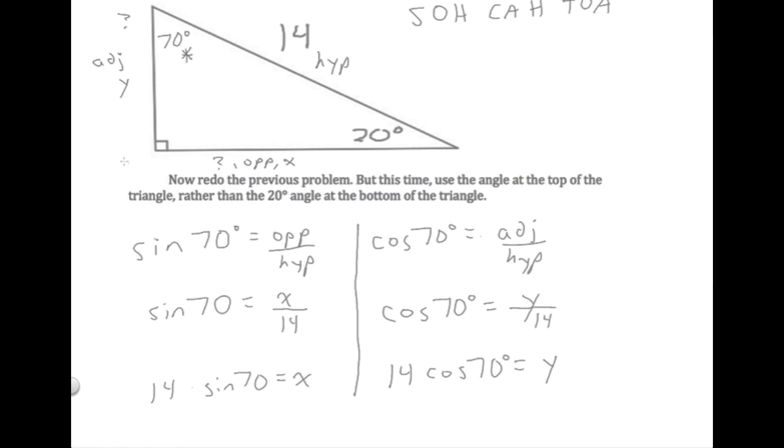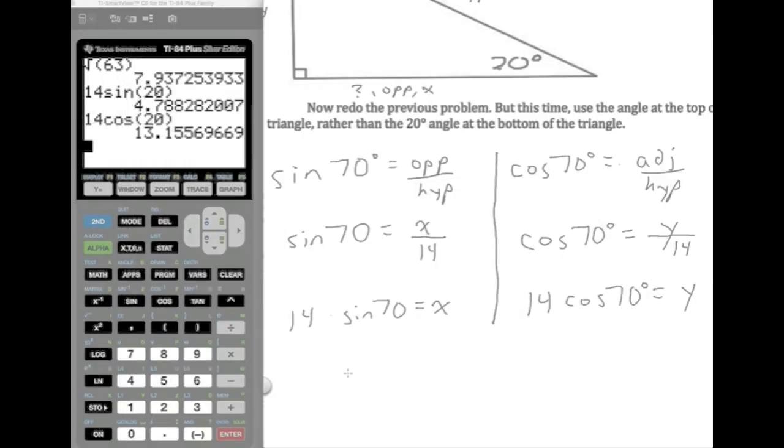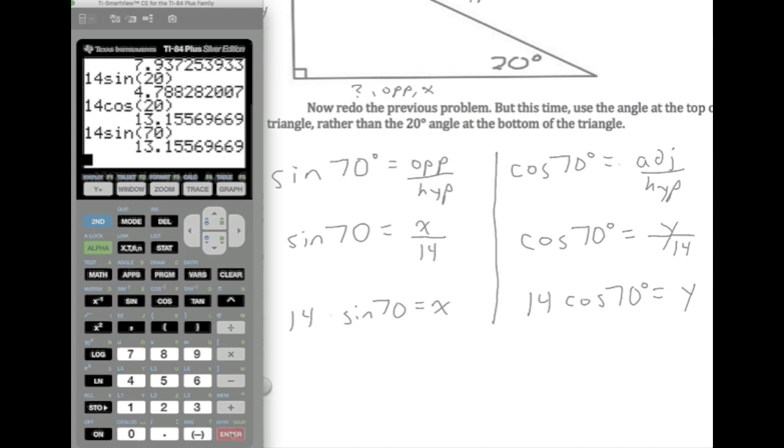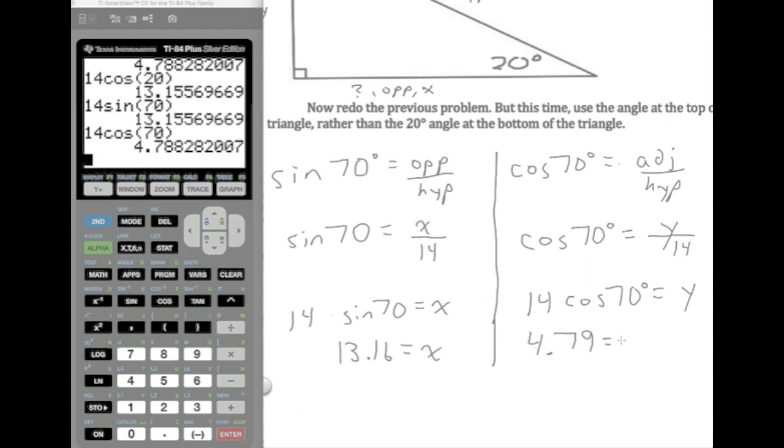Now we can pull over our calculator. 14 sine 70. So that will give us 13.16 for x. And 14 cosine 70. That'll give us 4.79 for y.